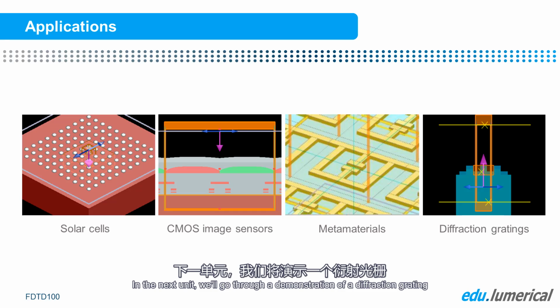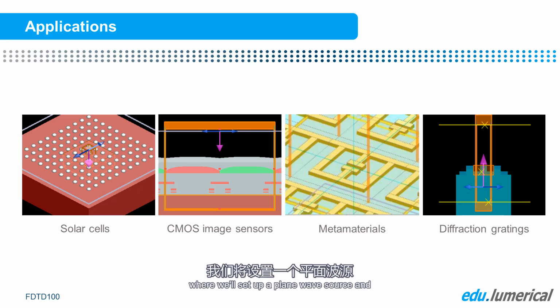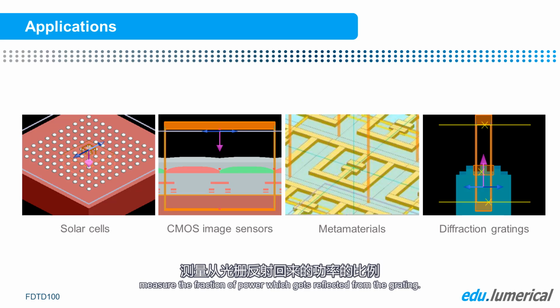In the next unit, we'll go through a demonstration of a diffraction grating where we'll set up a plane wave source and measure the fraction of power which gets reflected from the grating.